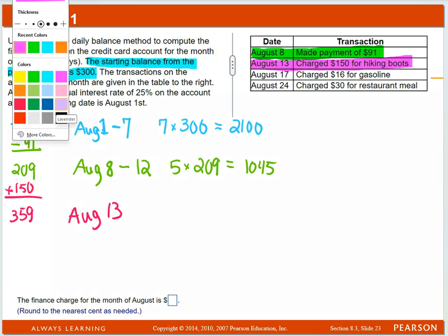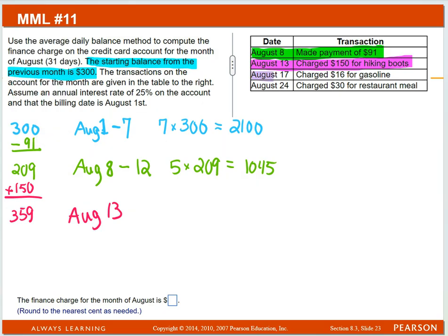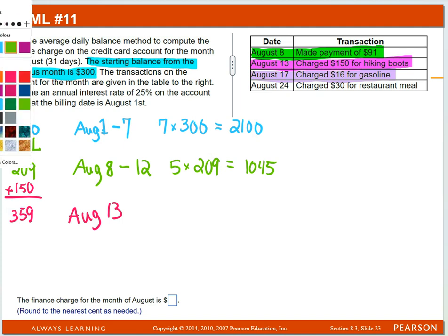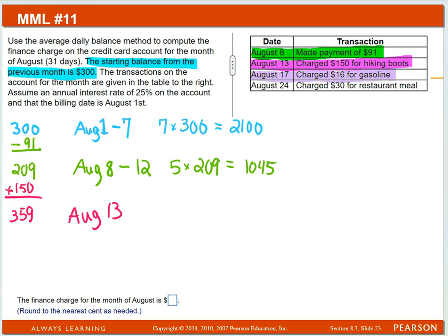Let's go purple now. On August 17th, you made another charge. You charged $16 for gas. I'm going to need a purple color. That's purple. You made another charge, so that means it's going to increase by $16, and 359 plus 16 now brings you up to $375. But that doesn't happen until August 17th, right?